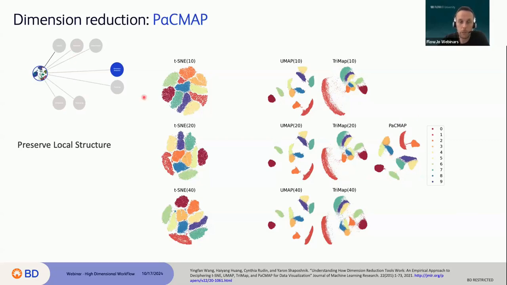So PacMap, interesting tool. I encourage you to look at it. It's not, as I said, the most used currently in the field, but it seems really promising to keep the local and global structure of your data.